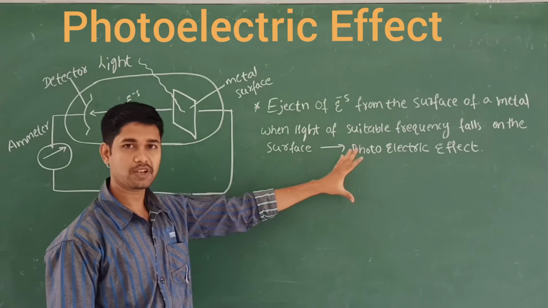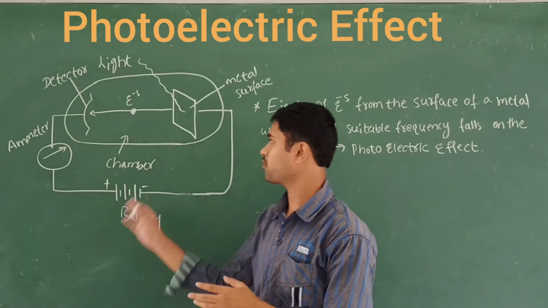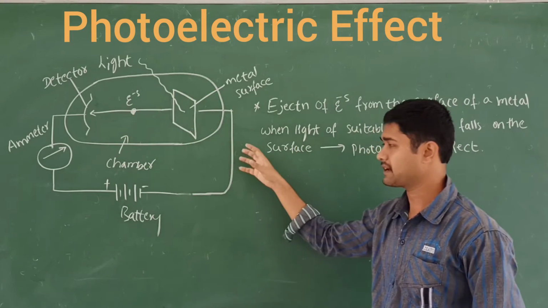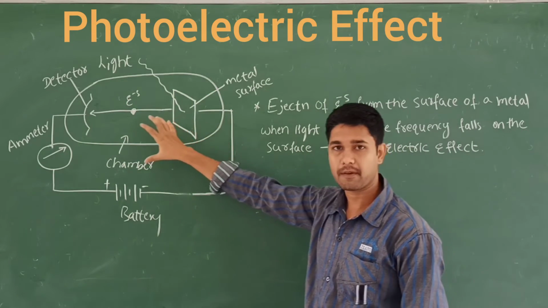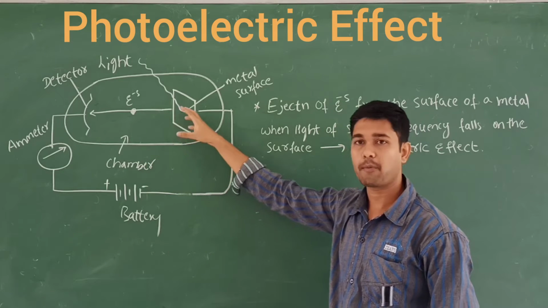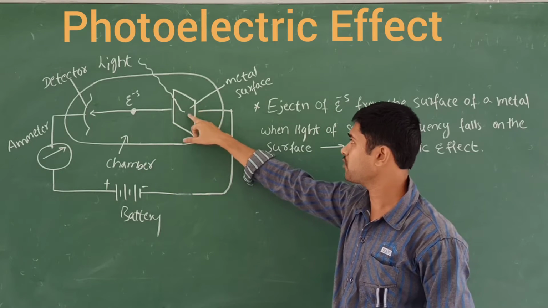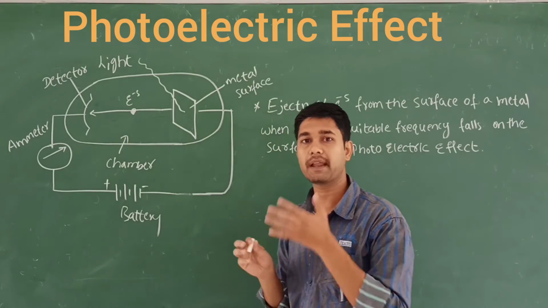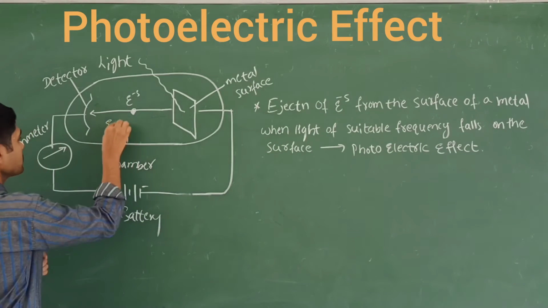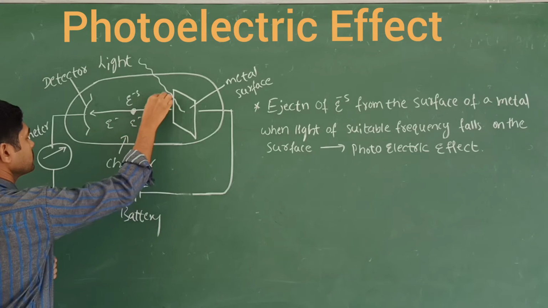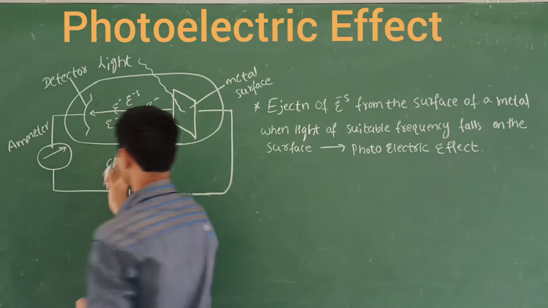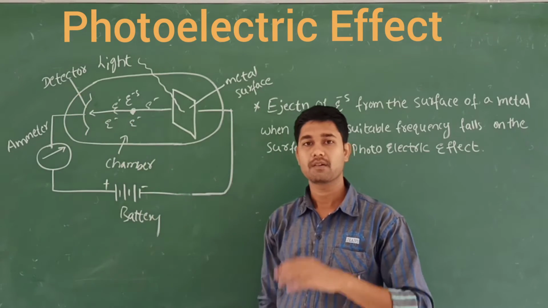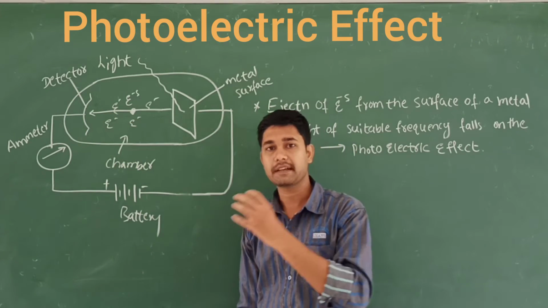Let's see the first definition, then it is very easy to understand this model. Let's take the experimental procedure. This is a vacuum chamber. In this vacuum chamber, we have placed the metal surface. These are the moving electrons, which are moving towards this detector. The detector always detects the electrons.